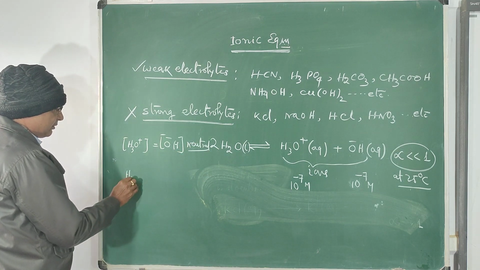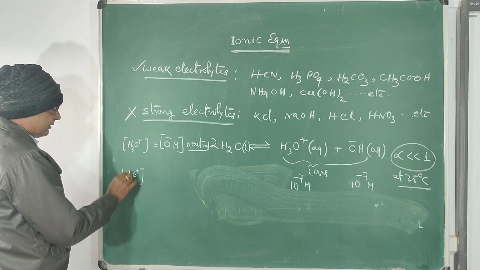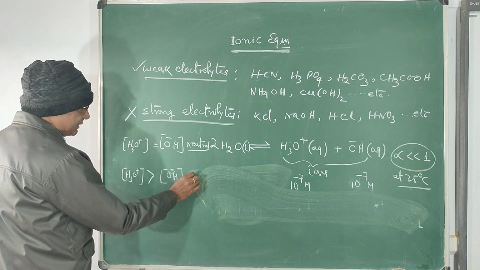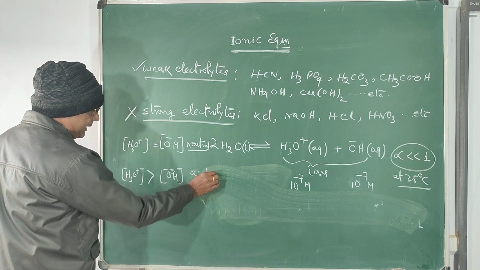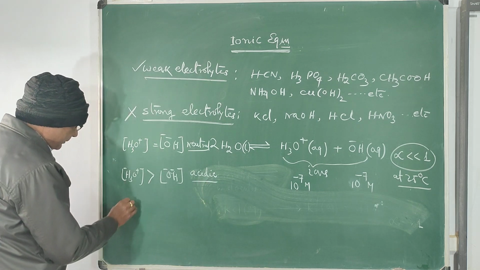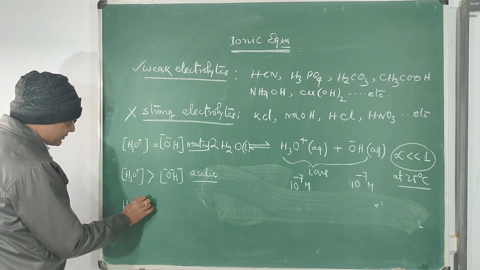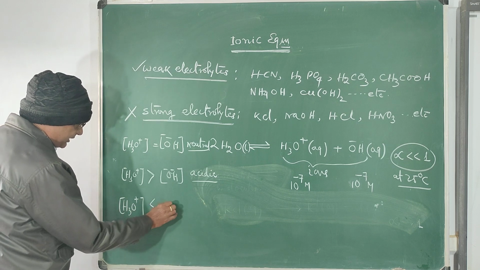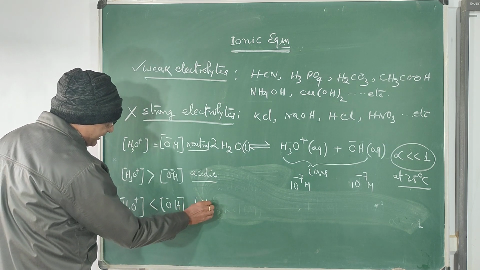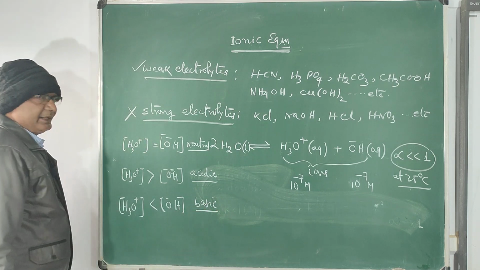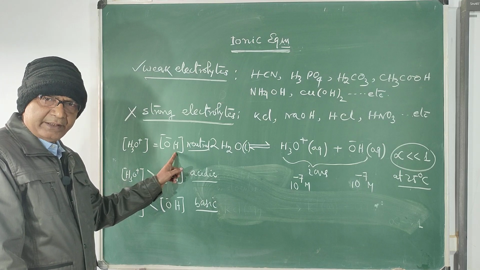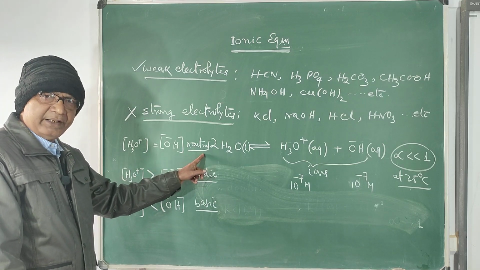If hydronium ion concentration is greater than hydroxyl ion concentration, the solution will behave acidic in nature. And when hydronium ion concentration is less than hydroxyl ion concentration, the solution will show basic nature. So regarding this, you see the condition when both ions' concentrations are equal, the solution is neutral in nature.